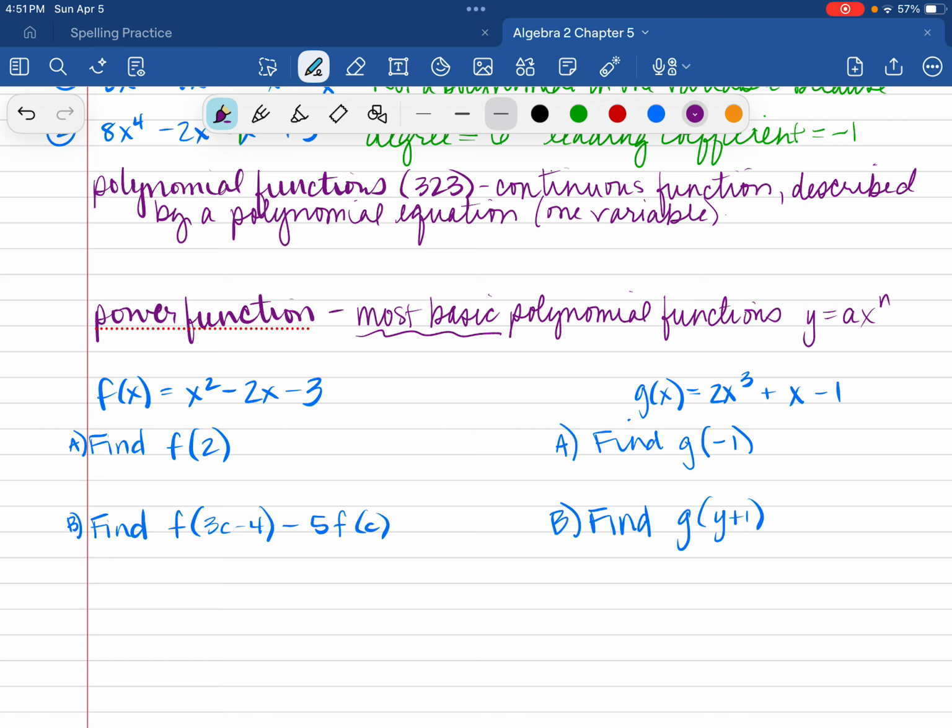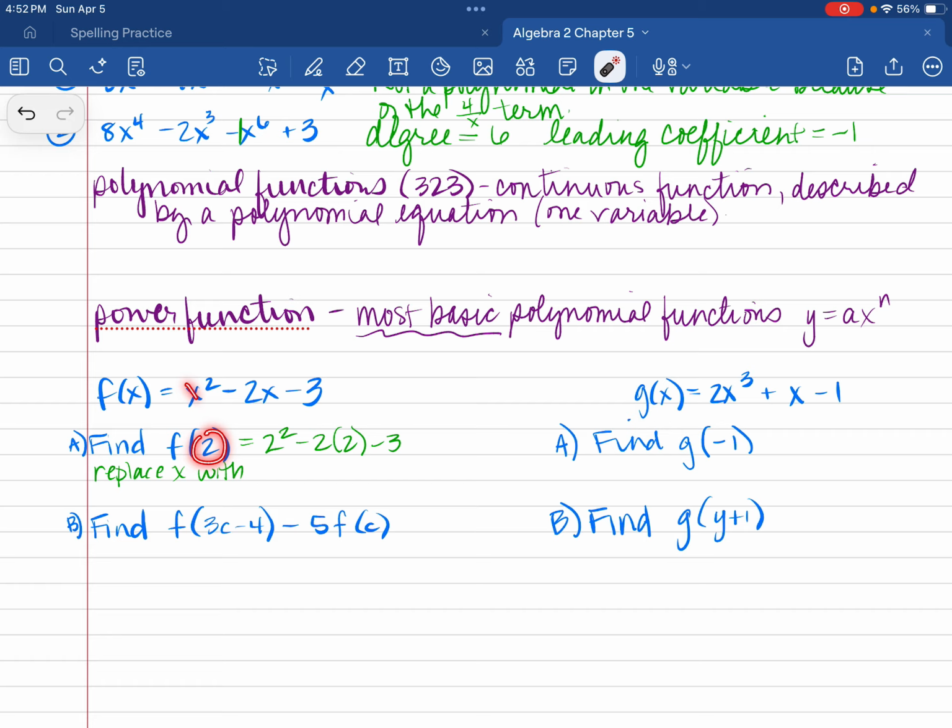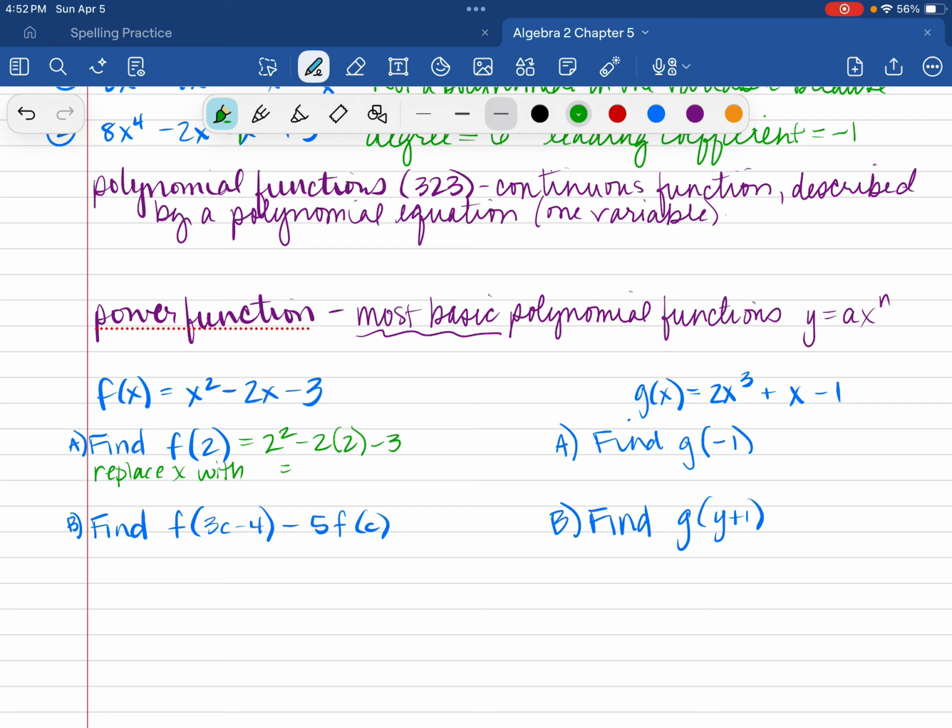And so f of 2, this is just telling me that we're going to replace any x's with 2. And then in this case we can evaluate this and simplify it to get a number for an answer. So here we're just plugging this 2 in for both instances of x. And then we evaluate it. So 2 squared is 4, minus 2 times 2, minus 3. 4 minus 4 minus 3 is 0.